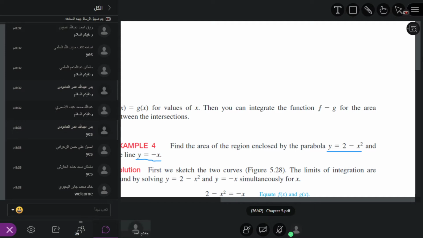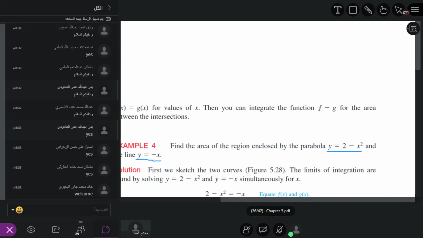So if we have these two functions, here we do not have the interval. So how can we find the interval? It means from where to where. For this case, we equate these two functions. We put both functions equal, which means 2 minus x square is equal to minus x.